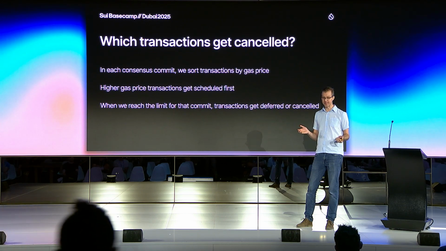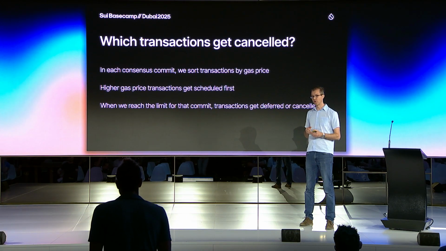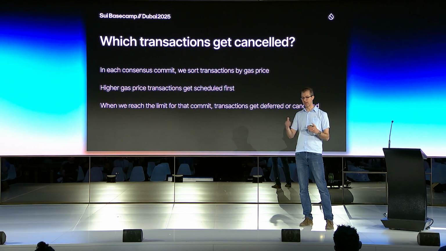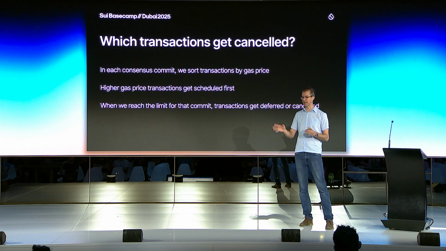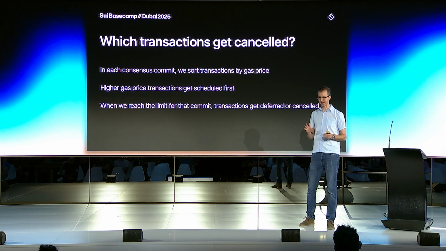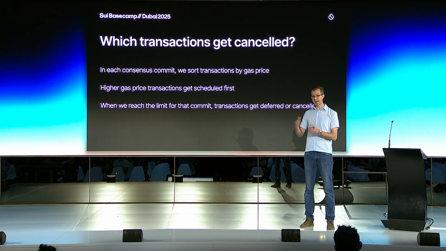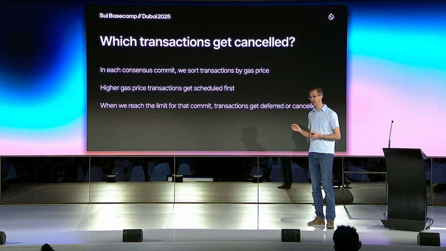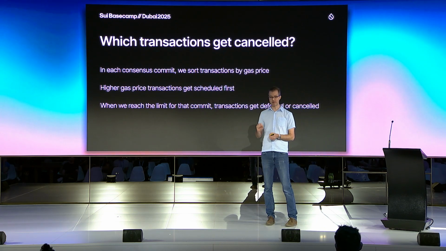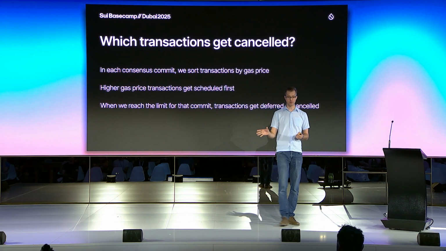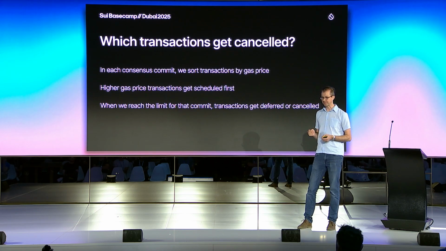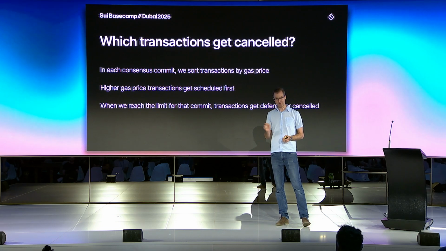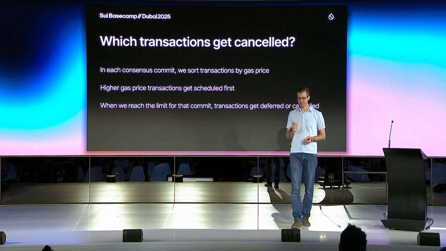So higher gas price transactions get scheduled first, and we simply go through this ordered list of transactions and measure how long we think they're going to take. That's a much more detailed topic that I'm not going to get into today. But we decide how long these transactions are going to take to execute, and when we have reached the maximum amount of work that we're willing to do in that commit, then everything after that point either gets deferred, and it might be considered in the next commit, or it'll get canceled if it's already been deferred for too long. Deferral might go away, but you probably don't need to worry too much about it. If you have really detailed questions about that, find me later.